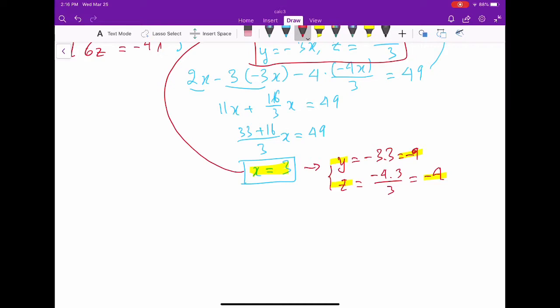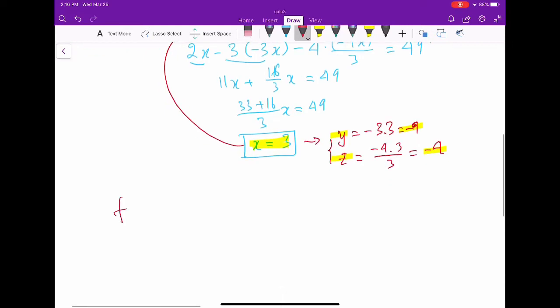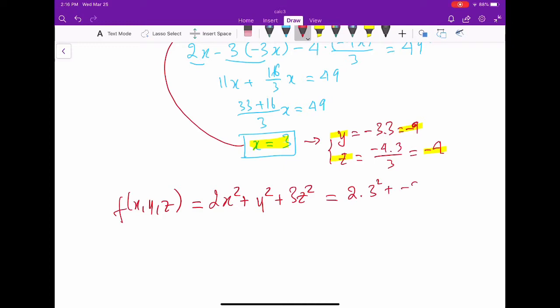But if they just ask you to find the minimum, you just plug x, y and z into the function. Your function is f of x, y, z equal to 2x squared plus y squared plus 3z squared. At this point, you have 2 times 3 squared plus negative 9 squared plus 3 times negative 4 squared, and the answer you would get is 147. So that is the solution.